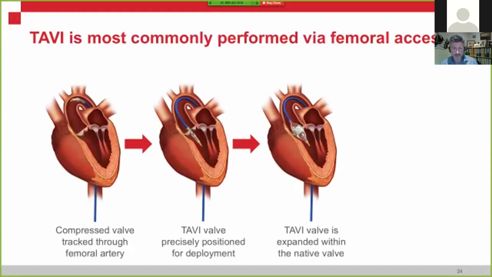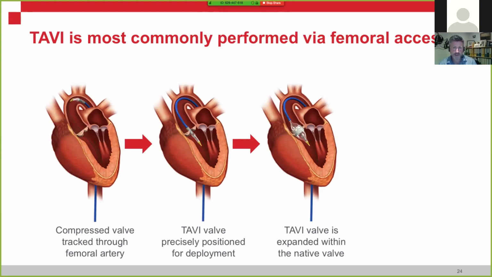The TAVI valve is then expanded within the native valve. Obviously the native valve stays there, compressed against the side of the aortic annulus, and the TAVI valve is expanded with a balloon within that. There's a sort of mesh and network within the valve itself that then locks itself into position. So once it's been expanded, it then locks into that position.